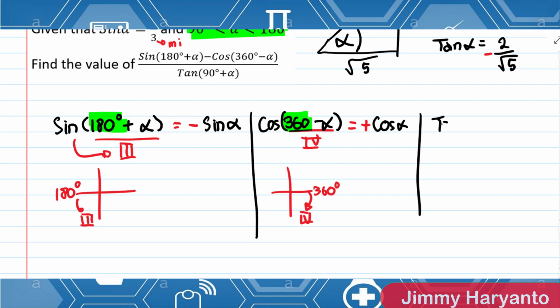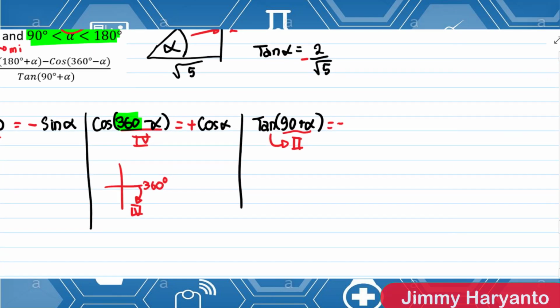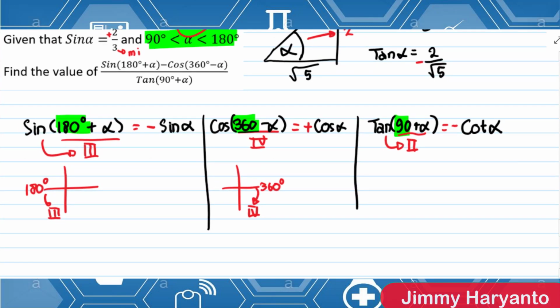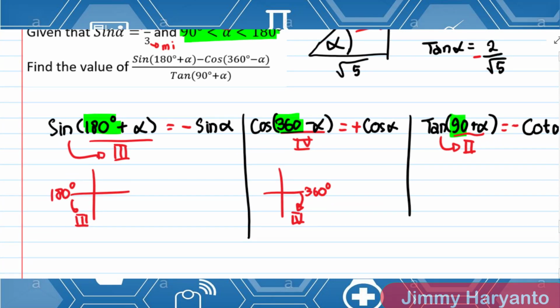And then next is tan 90 degrees plus alpha. 90 degrees plus alpha will be quadrant 2. Tan in quadrant 2 is negative, and the reference angle is 90, so it's not normal, you have to change tan alpha into cotangent alpha. And then we have to calculate the results.